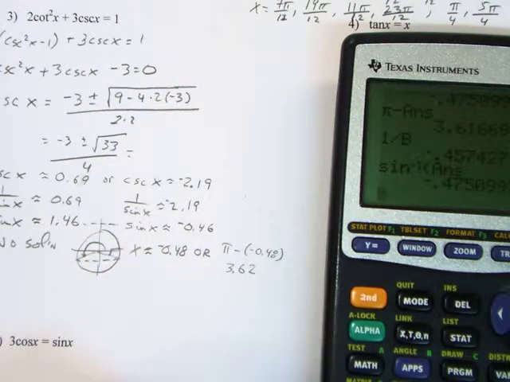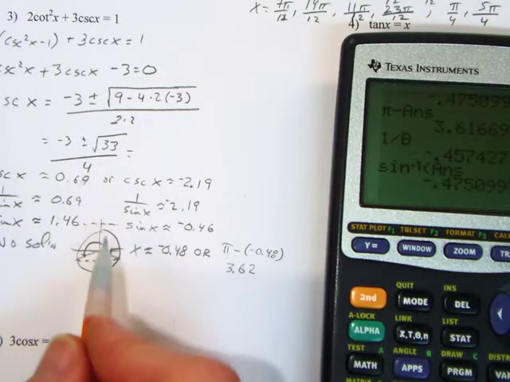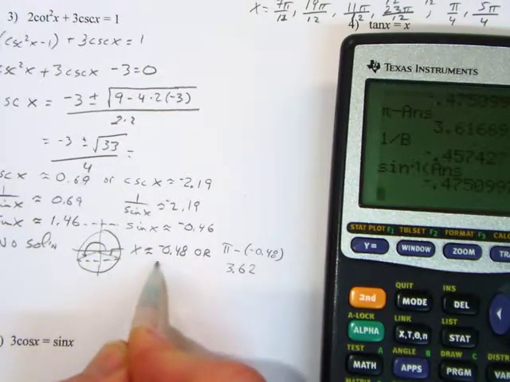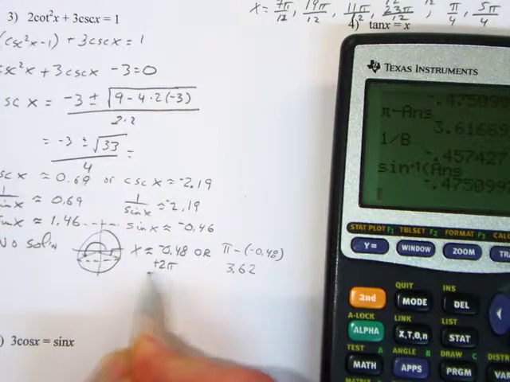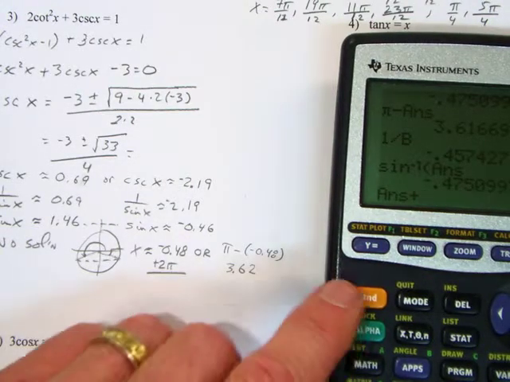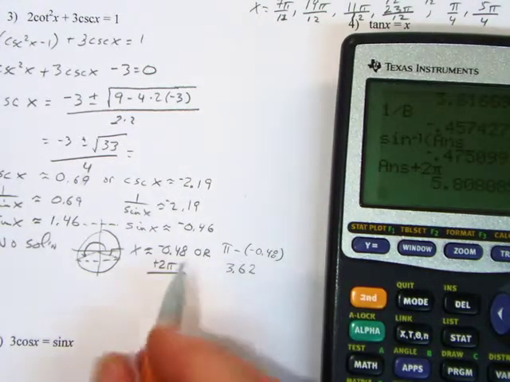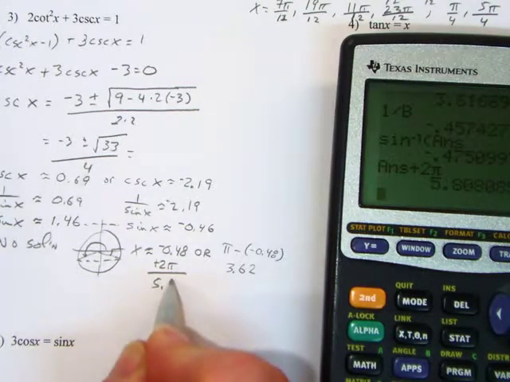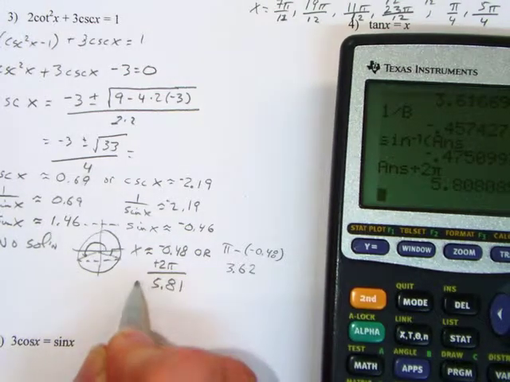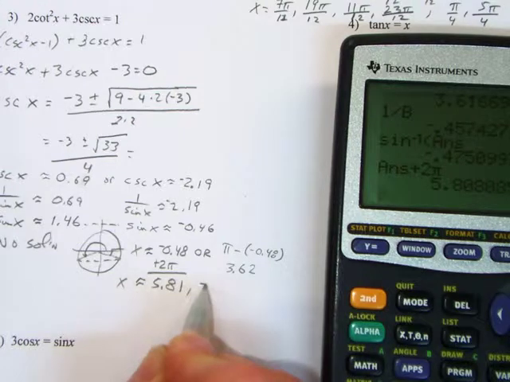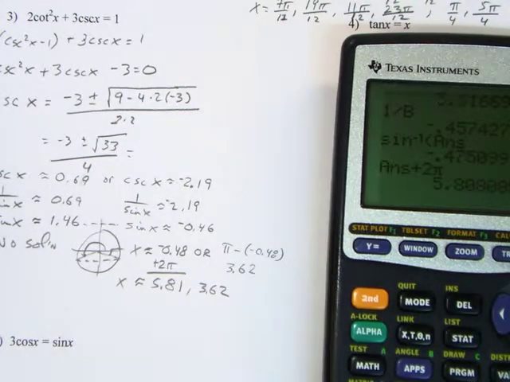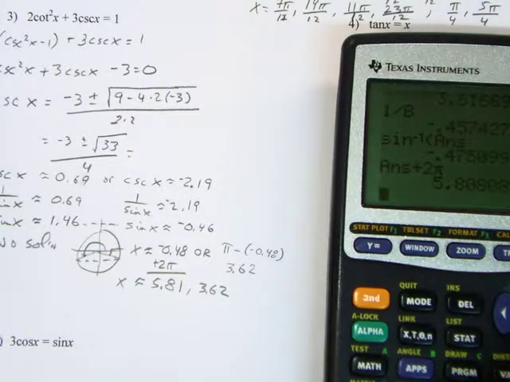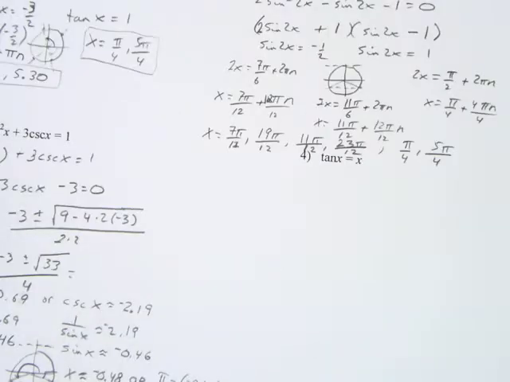So if I would have stored this, then I could have skipped this step. Now I have this. Now how do I get the answer I want? I need the angle that's coterminal with that. So what I'm just going to do is add 2 pi to it. So just say plus 2 pi. And I get 5.81 approximately. So there are two solutions to this: 5.81 and 3.62.